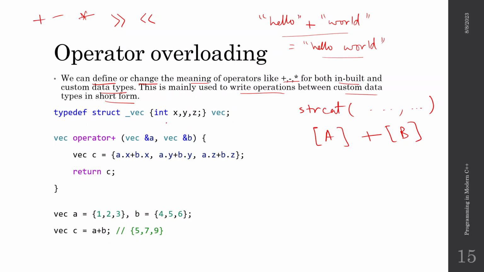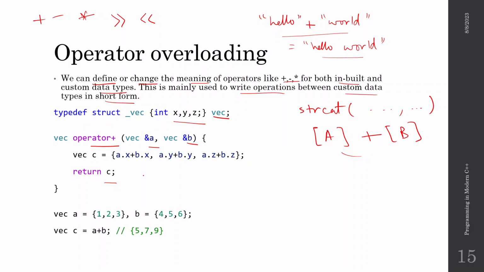For example, I've defined a data type called vector. So a 3D vector which has x, y, z. Okay, and then what I'm doing is I'm overloading the plus operator. Now you know that the plus operator is a binary operator. It takes two arguments. So I'm supplying the two arguments, and I'm returning another vector which is the sum of all the components of each of the vectors. So this is how I overloaded the plus operator.